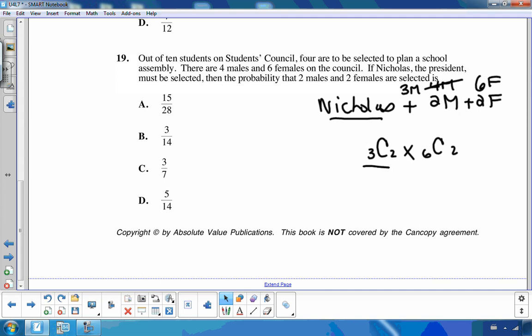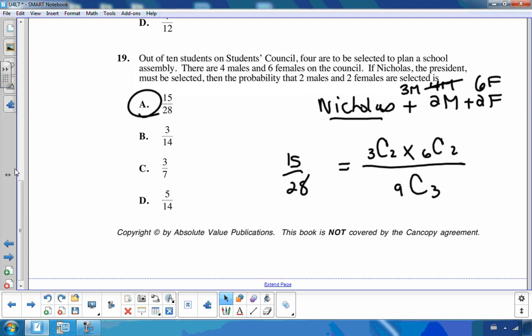Out of, altogether, there are 10 students, but I'm taking Nicholas out of the mix, so I have 9 students, and I need 3 of them on a committee, because it is a committee of 4 people, but Nicholas is on there, so it's 9C3. Okay, put that into your calculator, and you would get 15 out of 28. That will be your answer in lowest terms.